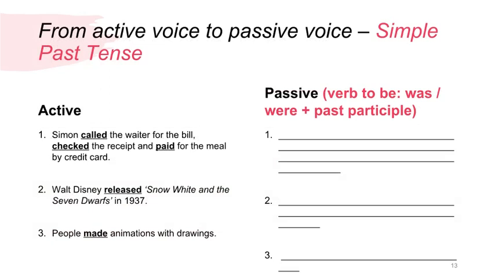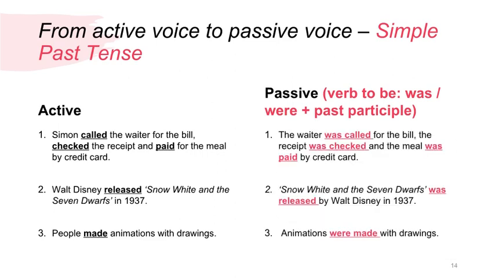Finally, it's time to learn how to turn active sentences into the passive ones in simple past tense. To turn active verbs into passive, we have to put the receiver at the front of the sentences, followed by a verb to be, was or were, and the verb in past participle form. There are 3 sentences in active voice on the left. Please pause the video now to write down these sentences in passive voice. The answers are as follows.